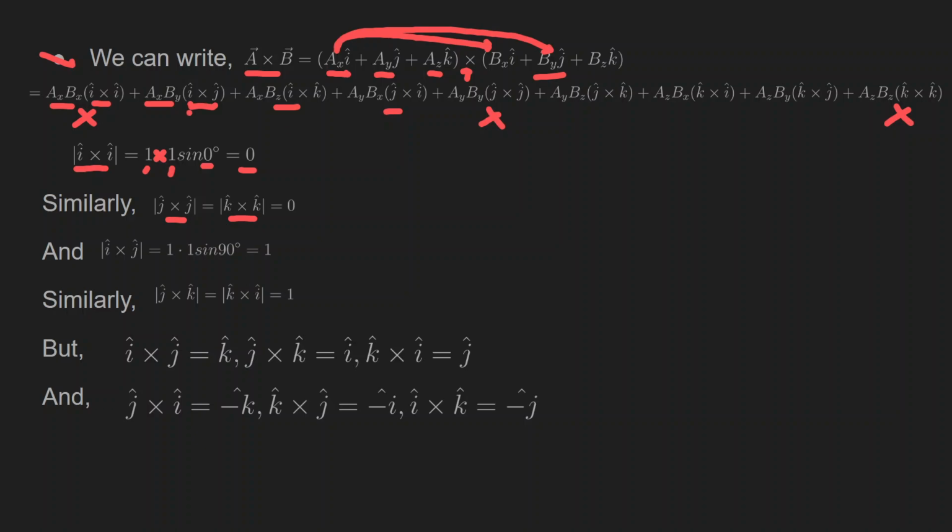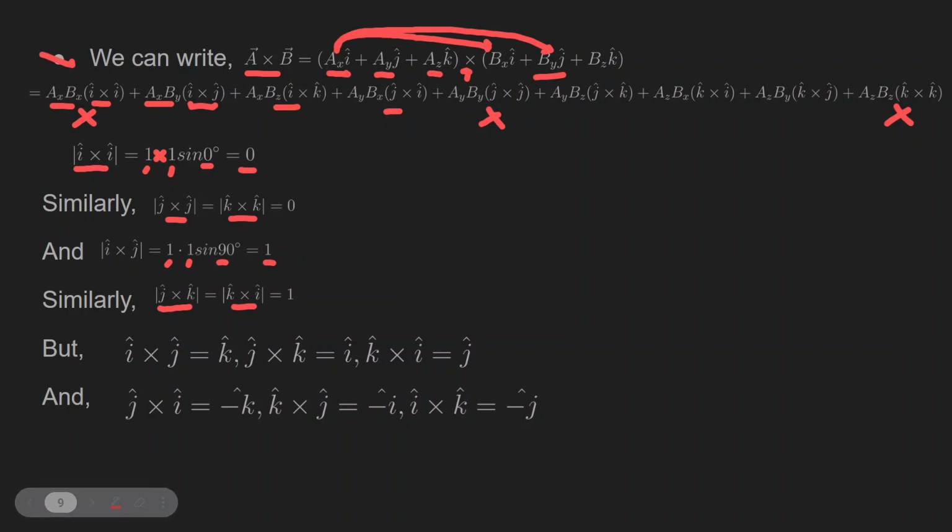Now let us see the cross terms. I cross J. The magnitude of I is 1, the magnitude of J is 1, and the sine of the angle between them is sine 90. The angle between I and J is 90 because they are orthogonal. So it becomes 1, because sine 90 is 1. So the magnitude of I cross J is 1. We are talking about magnitude; direction we have to specify. Similarly, for J cross K and K cross I, the magnitude is 1.